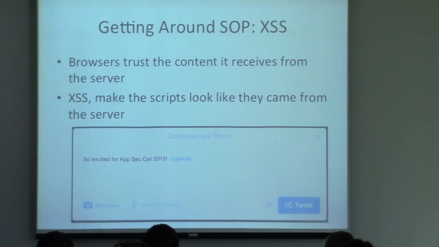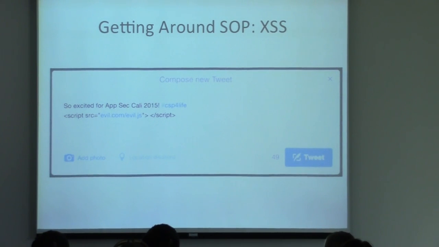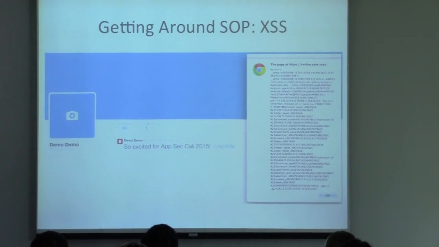So a malicious person could potentially try something like this, where they write, so excited for AppSec Cali 2015, and then have a script source, evil.com/evil.js. If Twitter was vulnerable to this, the script source would be rendered in the HTML and then executed, and they would be able to execute any code that they had hosted on evil.com, which would be a very bad thing. Fortunately, this doesn't work with Twitter.